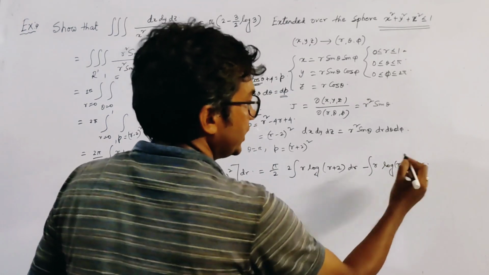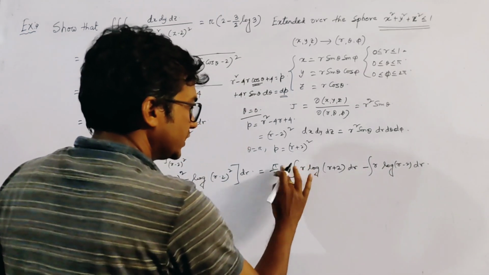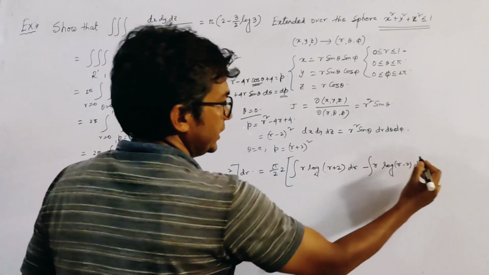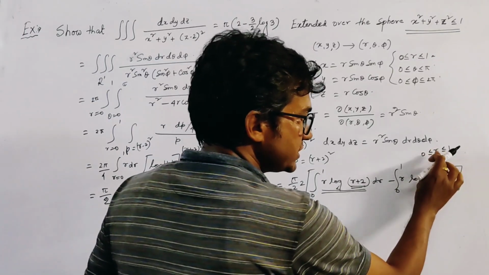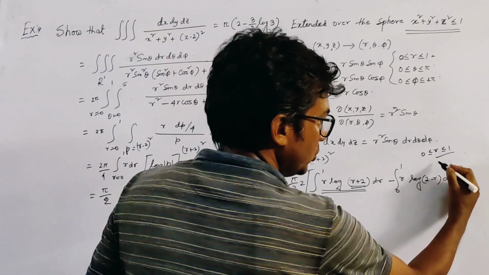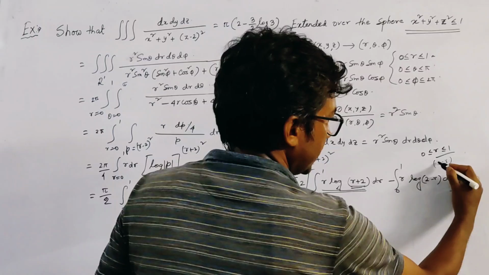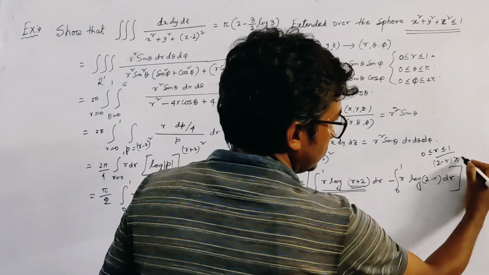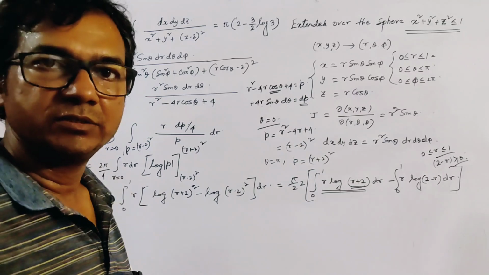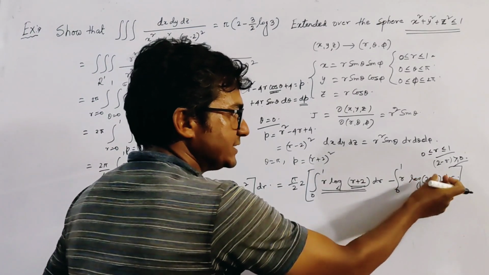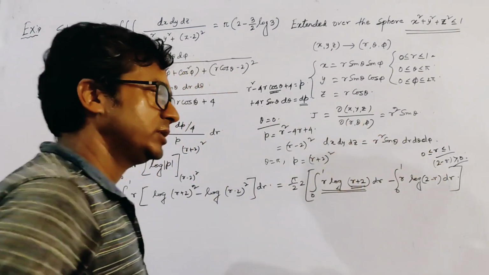We take here also integration, and we take the common 2 from both the integrals, because in this range 0 ≤ r ≤ 1, we must have 2 − r ≥ 0, so the log is defined, otherwise log is undefined. Okay, we open the mod and change the sign of this term.